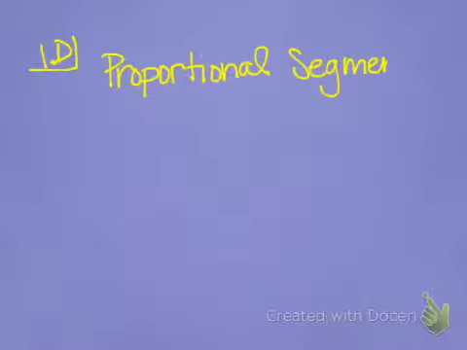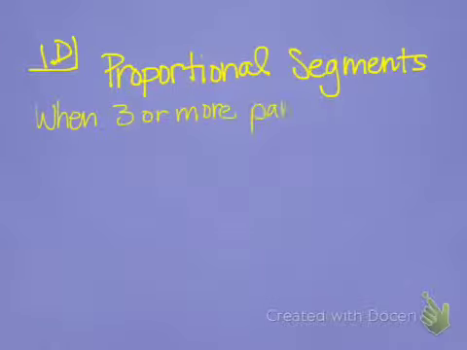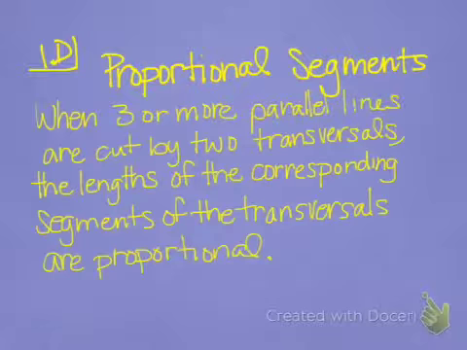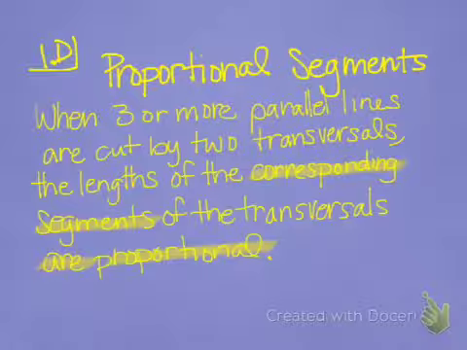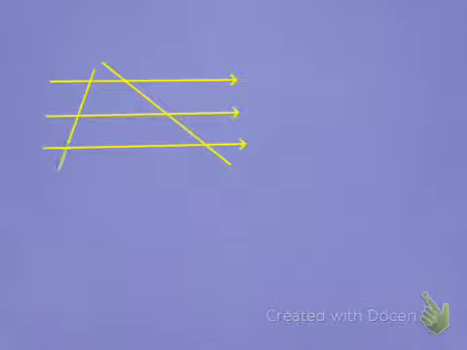Okay, so now we'll talk about proportional segments. When 3 or more parallel lines are cut by 2 transversals, the lengths of the corresponding segments of the transversals are proportional. So the main point here is that corresponding segments are proportional. Lengths of the corresponding segments are related by a scale factor.